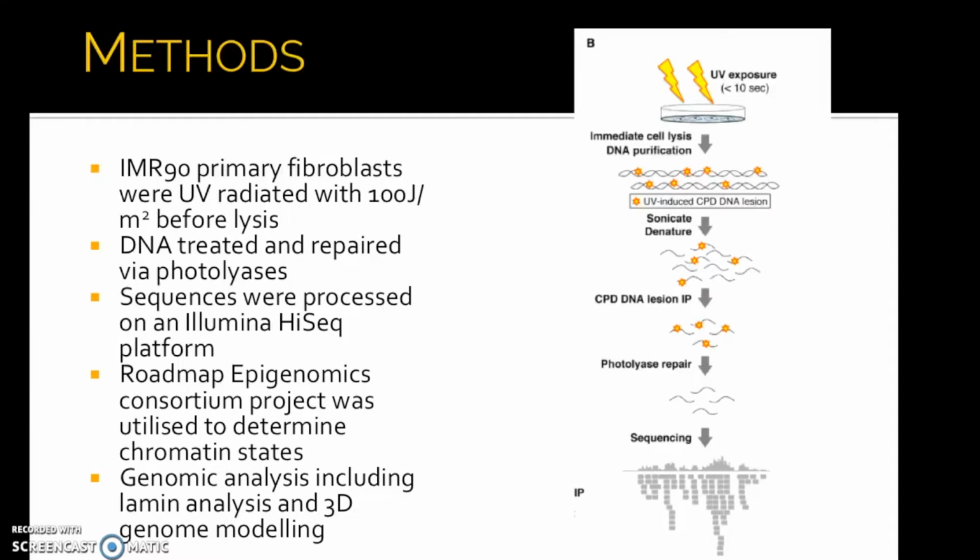The sequence was processed after repair on an Illumina high-throughput sequencing platform, and epigenetic features were analyzed using a Markov model. Epigenetic features that were analyzed included DNase I sensitivity, RNA abundance, DNA methylation, and several histone modifications. The Roadmap Epigenomics Consortium products were then used to outline the chromatin states. Analysis then occurred of the genome, lamin, and melanoma, and a 3D model of the genome was created.